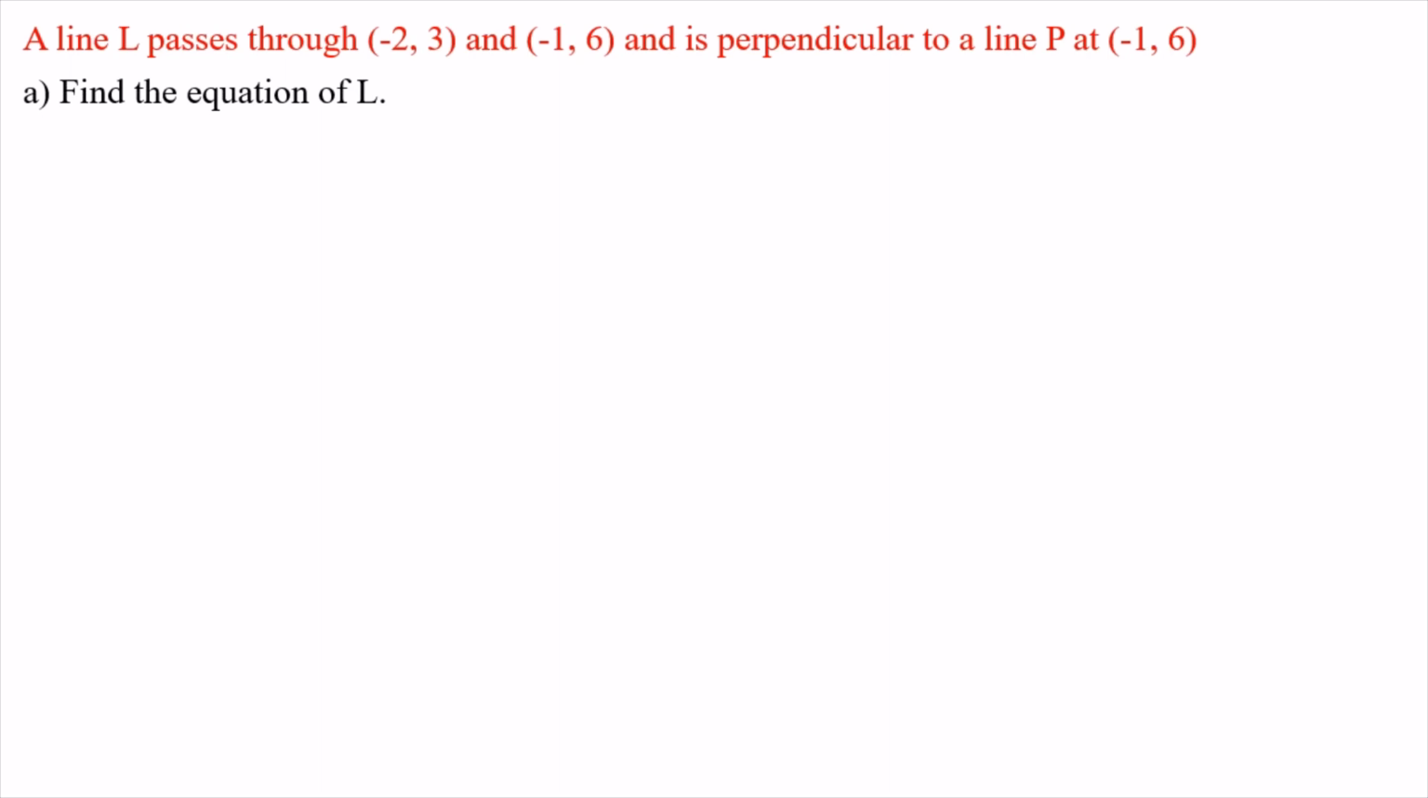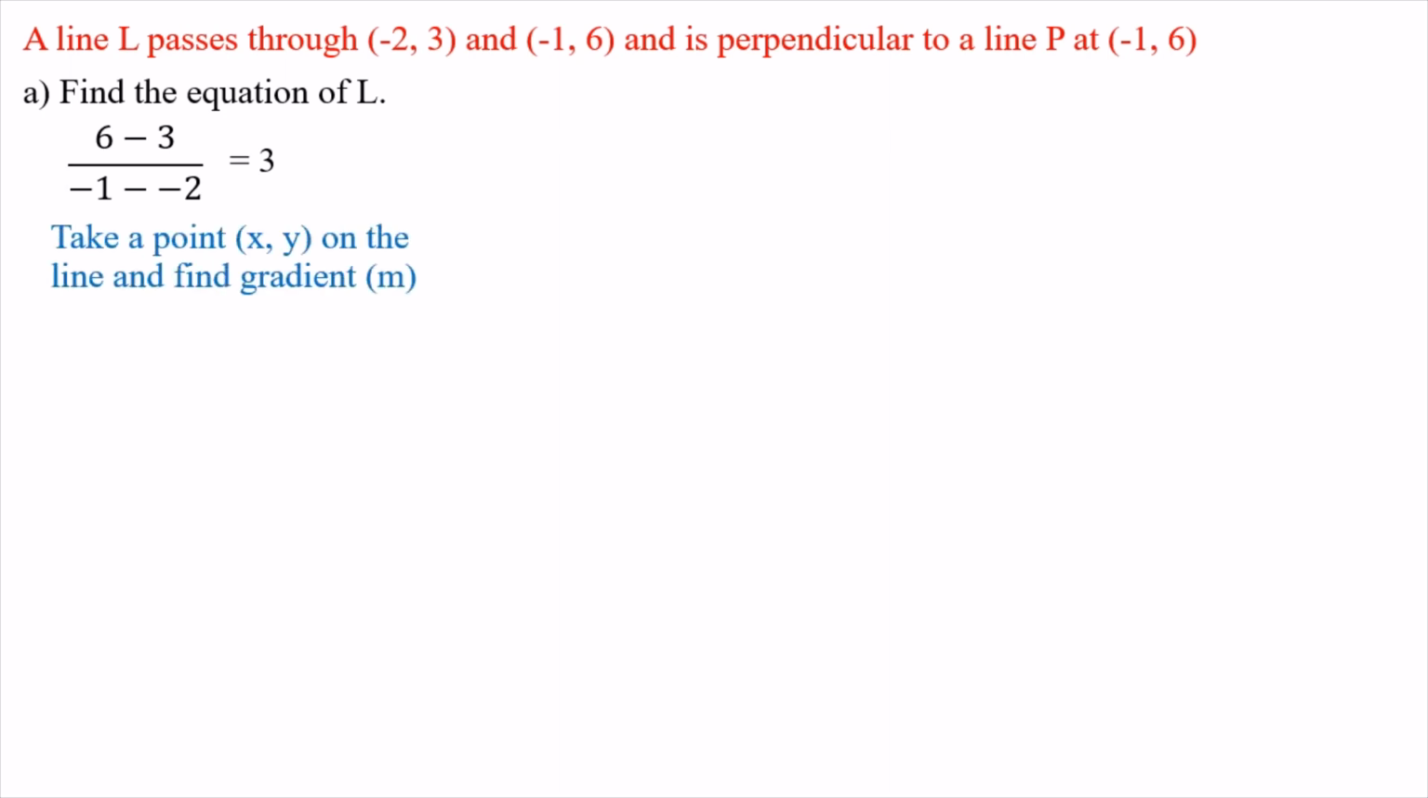Now, for us to find the equation of L, presented with the 2 points, the first thing for us to do is to find the gradient. And gradient is basically change in y over change in x, which translates to 3. So the gradient of the line L is 3.